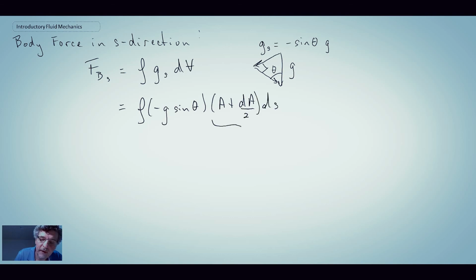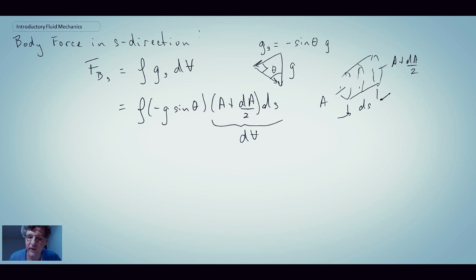And with that, we can rewrite the body force in the following manner. And this here is a representation for the volume. We have our little chunk of fluid, and remember we're assuming that maybe it's getting larger, so we have A plus dA divided by 2, and then the length of this differential element is ds. So I'm taking the average area at the middle, assuming that it's a cylinder, and then getting the volume. That gives us one part of the body force, but there's another trig relationship that we can use, and that enables us to do a little bit of simplification.